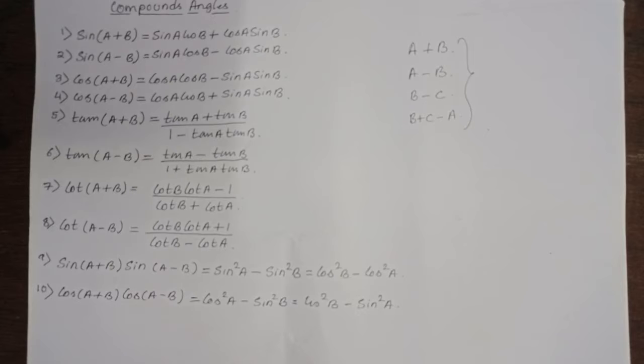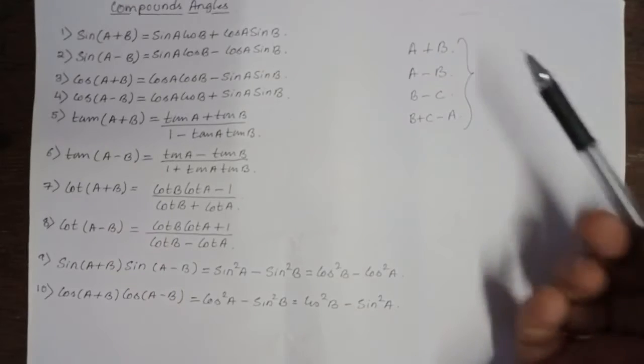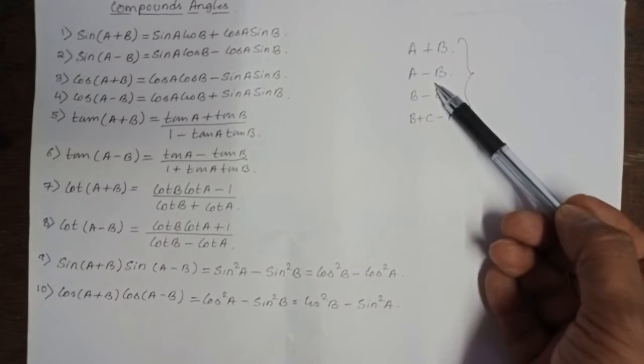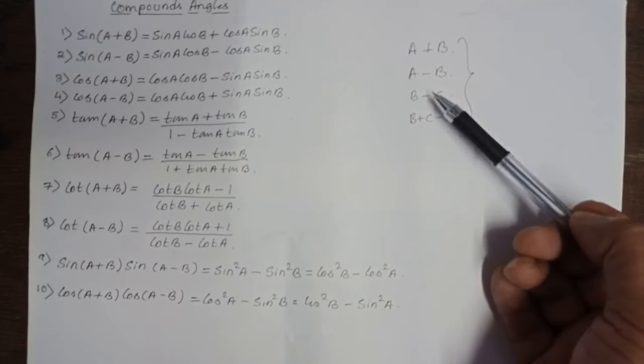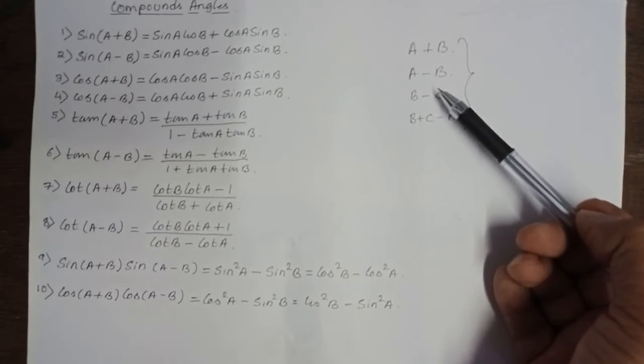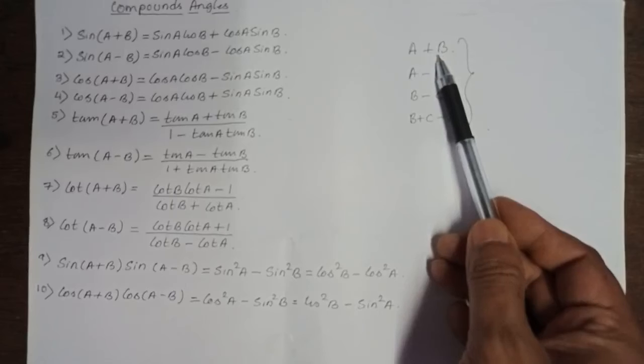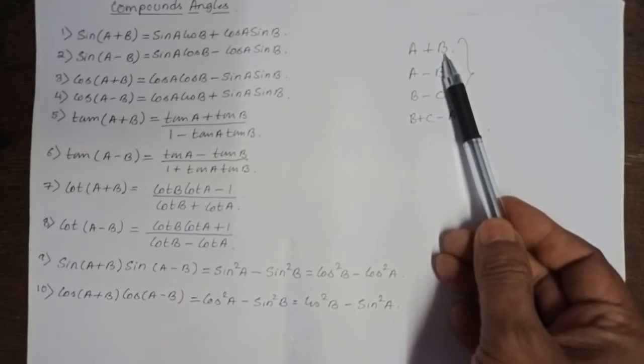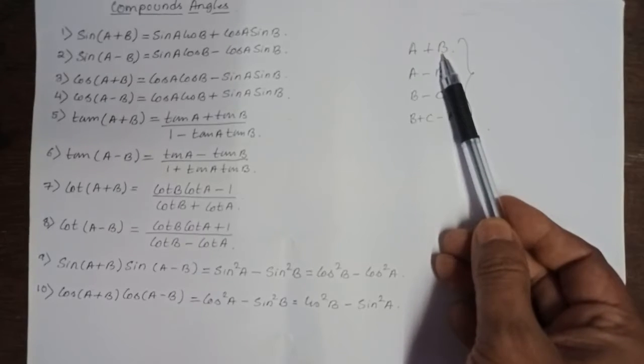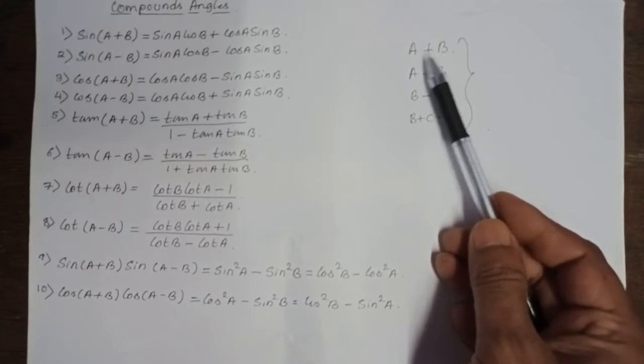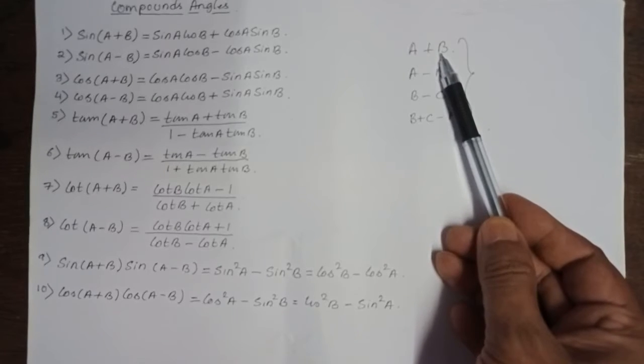Now what is a compound angle? With this formula we can define the compound angle. I have written these things over here. Now try to understand the definition of compound angle. Compound angle means the algebraic sum or the algebraic difference of more than one angle. That is, a plus b is the sum of two angles. A and b are the angles. This is the sum of two algebraic angles and this is called a compound angle.